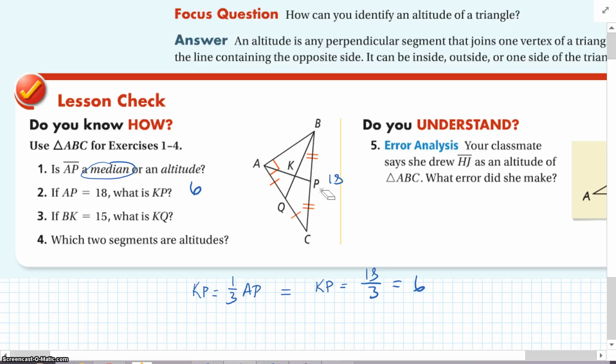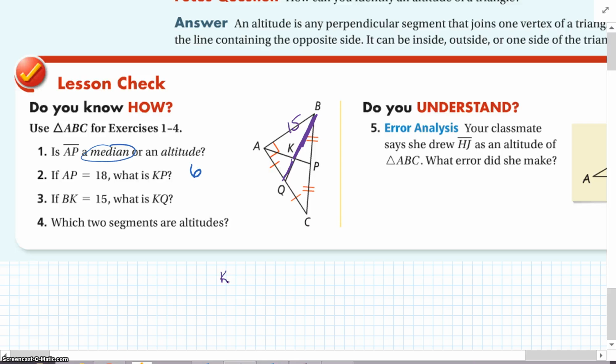All right, next question. If BK is 15, that's 2/3 of a segment. What is KQ? That is 1/3. So remember the way we thought about this is 2 times KQ is equal to BK. So KQ is equal to 15 over 2, which would be 7.5.